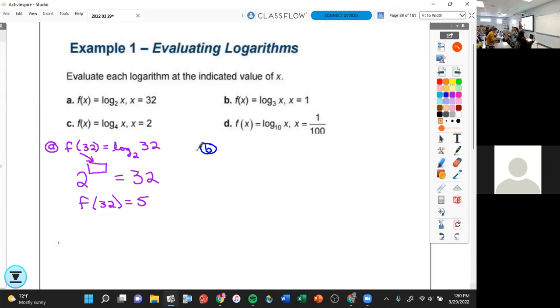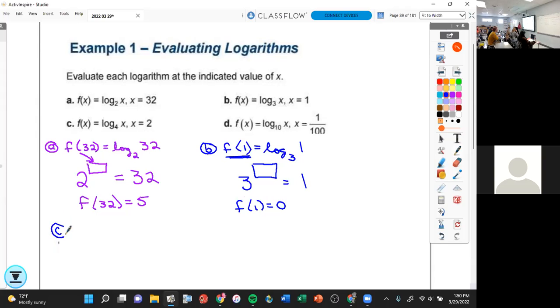Part B. F of 1 is equal to log base 3 of 1. This is what I'm looking for. What is my base? 3. What is the given power? They didn't give me one. I could have put a y there if you wanted to. That's fine. But what is this going to equal? 1. What's the answer? 3 to what power is going to be 1? 0, because anything raised to the 0 power is 1. So f of 1 is 0.